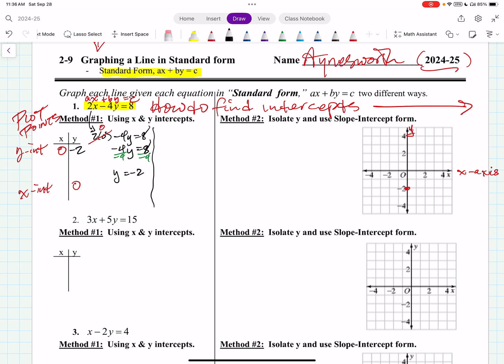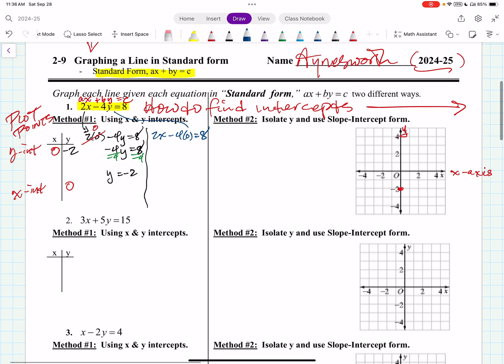Next, you substitute 0 in for y. Now we have 2x minus 4 times 0 is equal to 8. Anything times 0 is 0, so that cancels out. Negative 4 times 0 is obviously 0. Then you have 2x equals 8. 2 times what is 8? The answer is 4, because 2 times 4 is 8. So now I have my x-intercept, and I just plot that. Of course, you then graph it and draw your linear function.